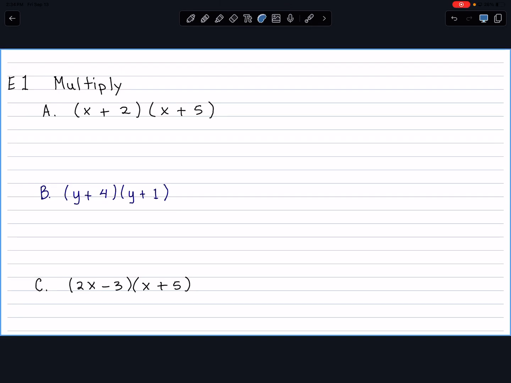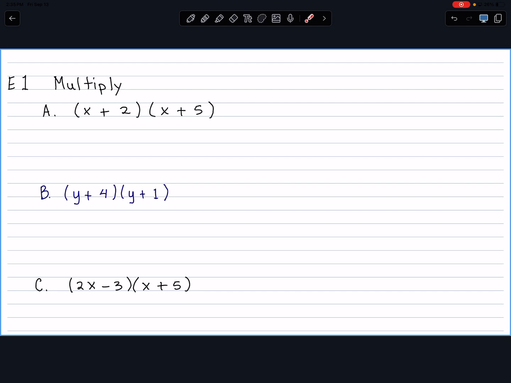Okay, today we are going to be multiplying. We're going to start with a binomial times a binomial. Here's the idea in a nutshell. First off, you know it's multiplication because there's no symbol between the parentheses. Parentheses means multiplication as long as there's nothing in between, so no minus sign, no plus sign. We know this is multiplication.